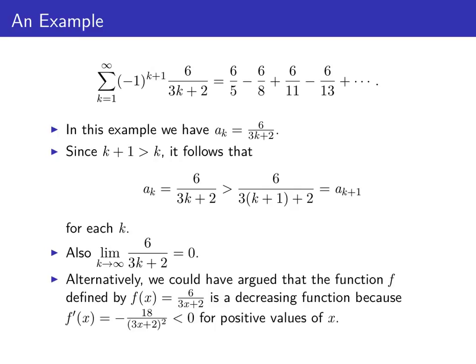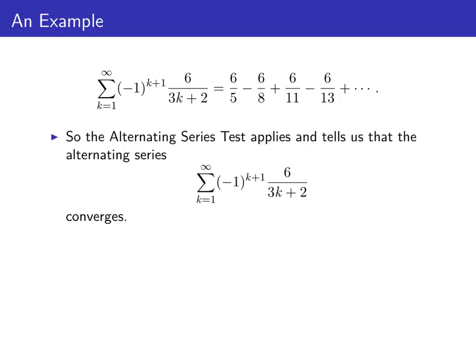An alternative way to show that the sequence decreases is to consider the continuous function f of x equals 6 over 3x plus 2. The derivative of that function is negative, so that means that that real valued function decreases, and these a sub k's just take on values at the integer inputs, so that would show that the sequence decreases as well. In the end, because the sequence a sub k decreases to 0, the alternating series test applies, and it tells us that our alternating series converges.